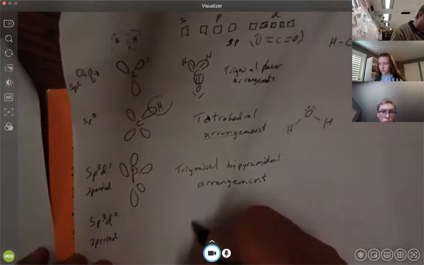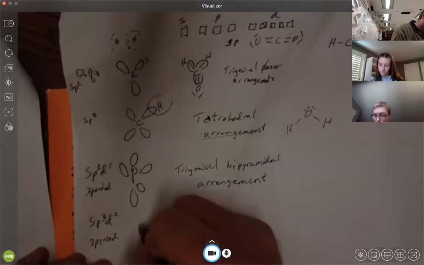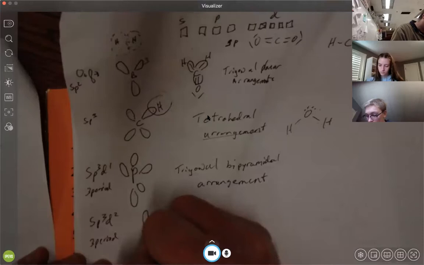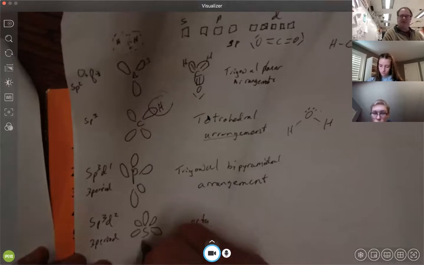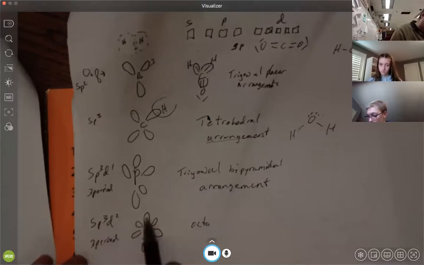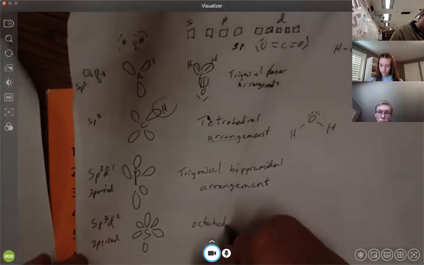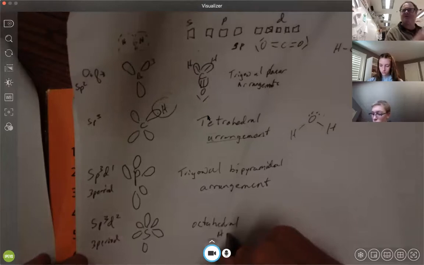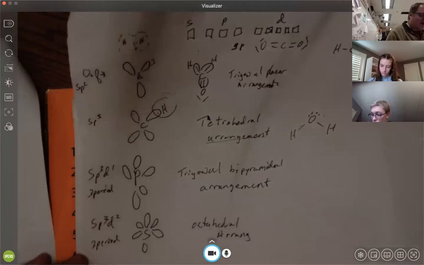SF6. So again, S in the middle. 1, 2, 3, 4, 5, 6. 1 plus 3 is 4, plus 2 is 6. That's all we're doing, we're adding those up. Octahedral arrangement. We can also call this square bipyramidal, right?